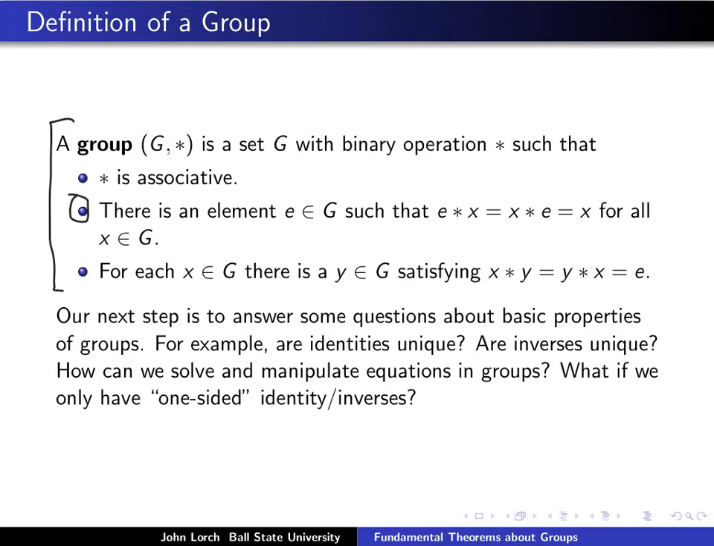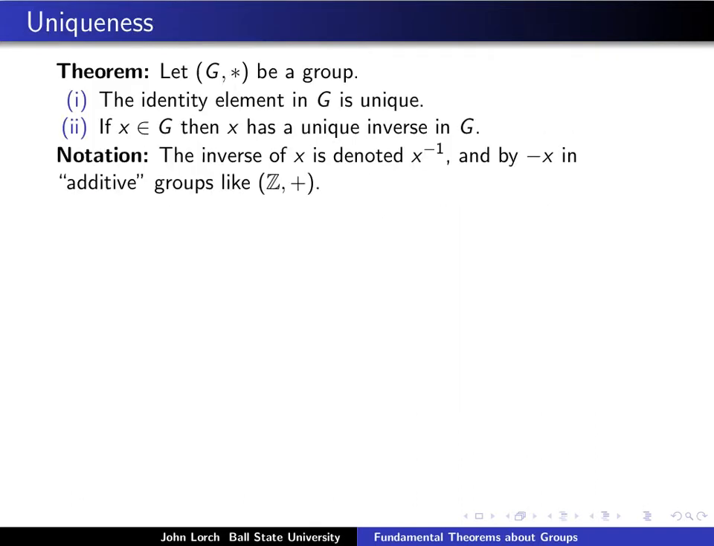Is that identity element unique? This bullet in the definition concerns inverses. Are these inverses unique? And also, when we're working with equations in groups, how is it that we can solve and manipulate those equations? We wish to answer those questions. Our first theorems are about uniqueness in groups.